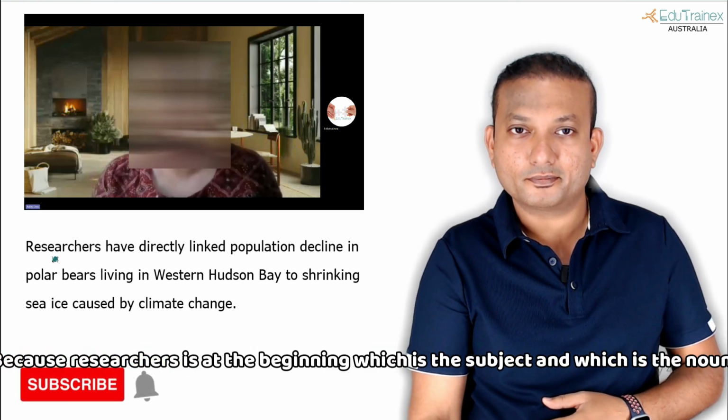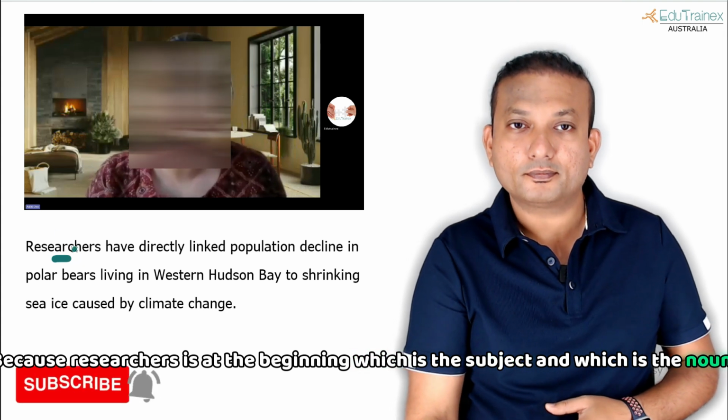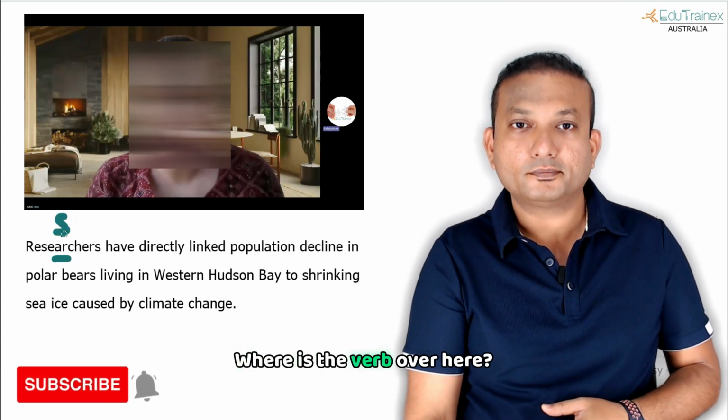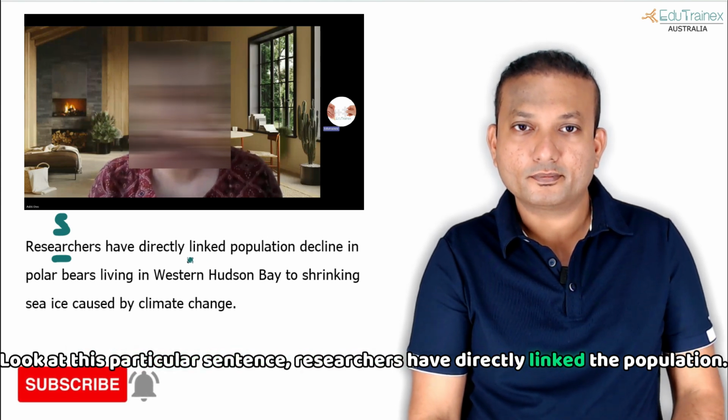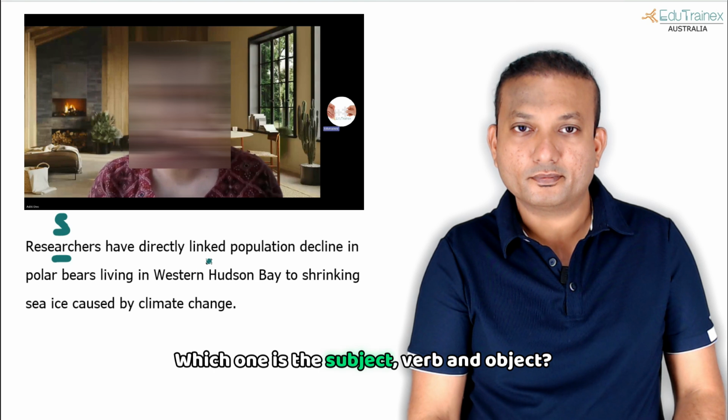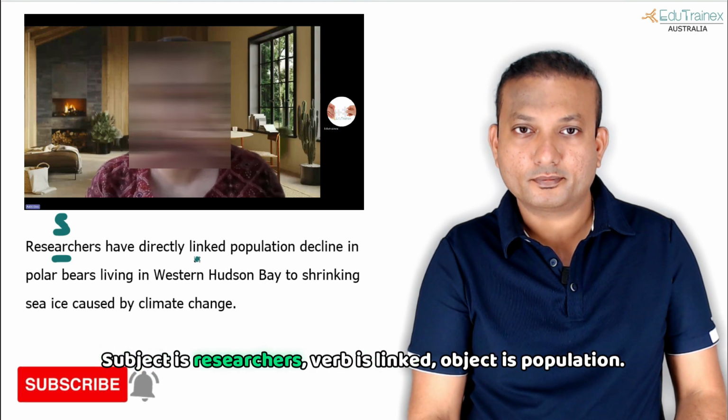Okay, why do you think this is an active voice? Because researchers is the actor at the beginning, which is the subject and which is the noun. Okay, good one. Where is the verb over here? Look at this particular sentence. Researchers have directly linked the population. Which one is the subject, verb, and object? Subject is researchers, verb is linked, object is population.